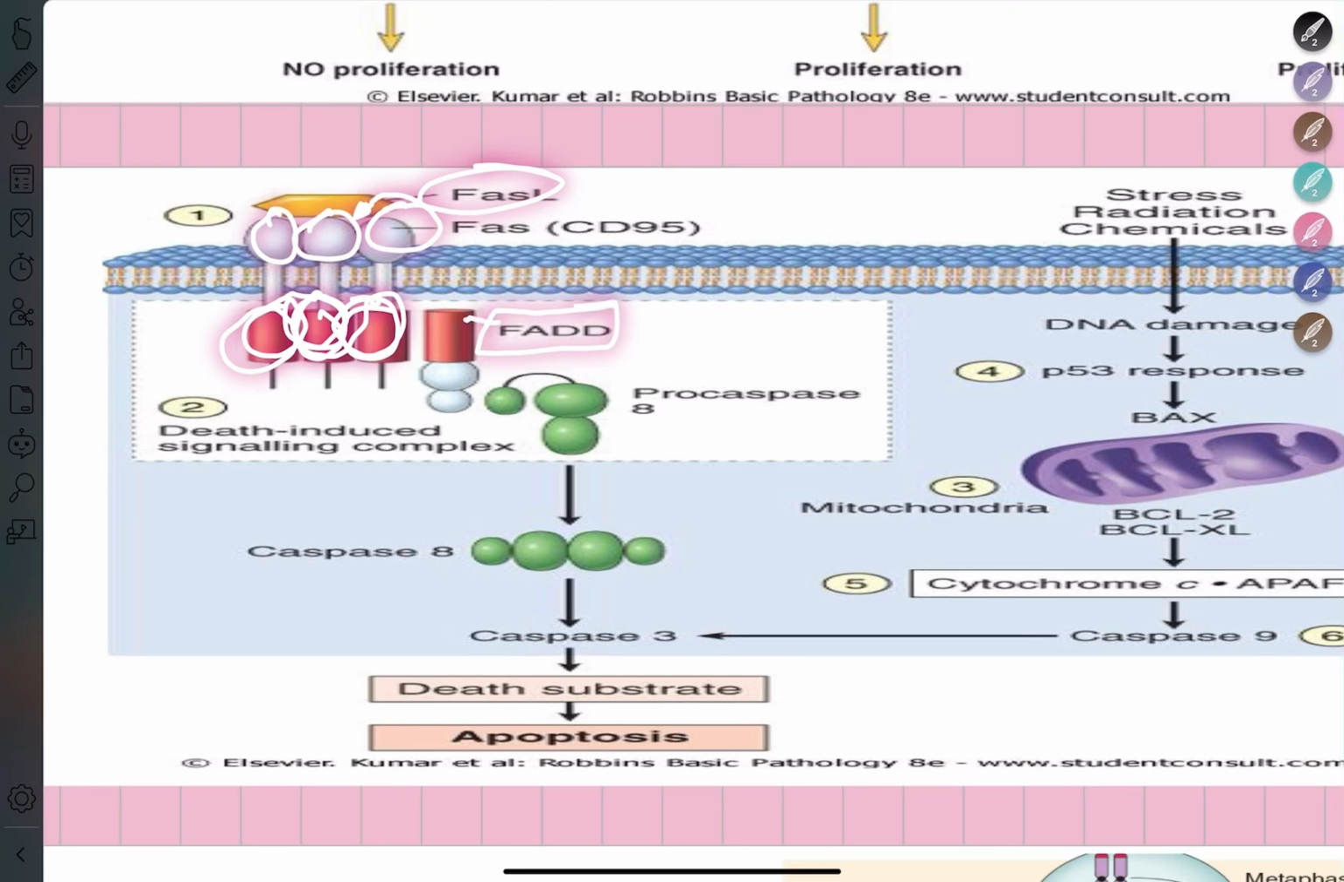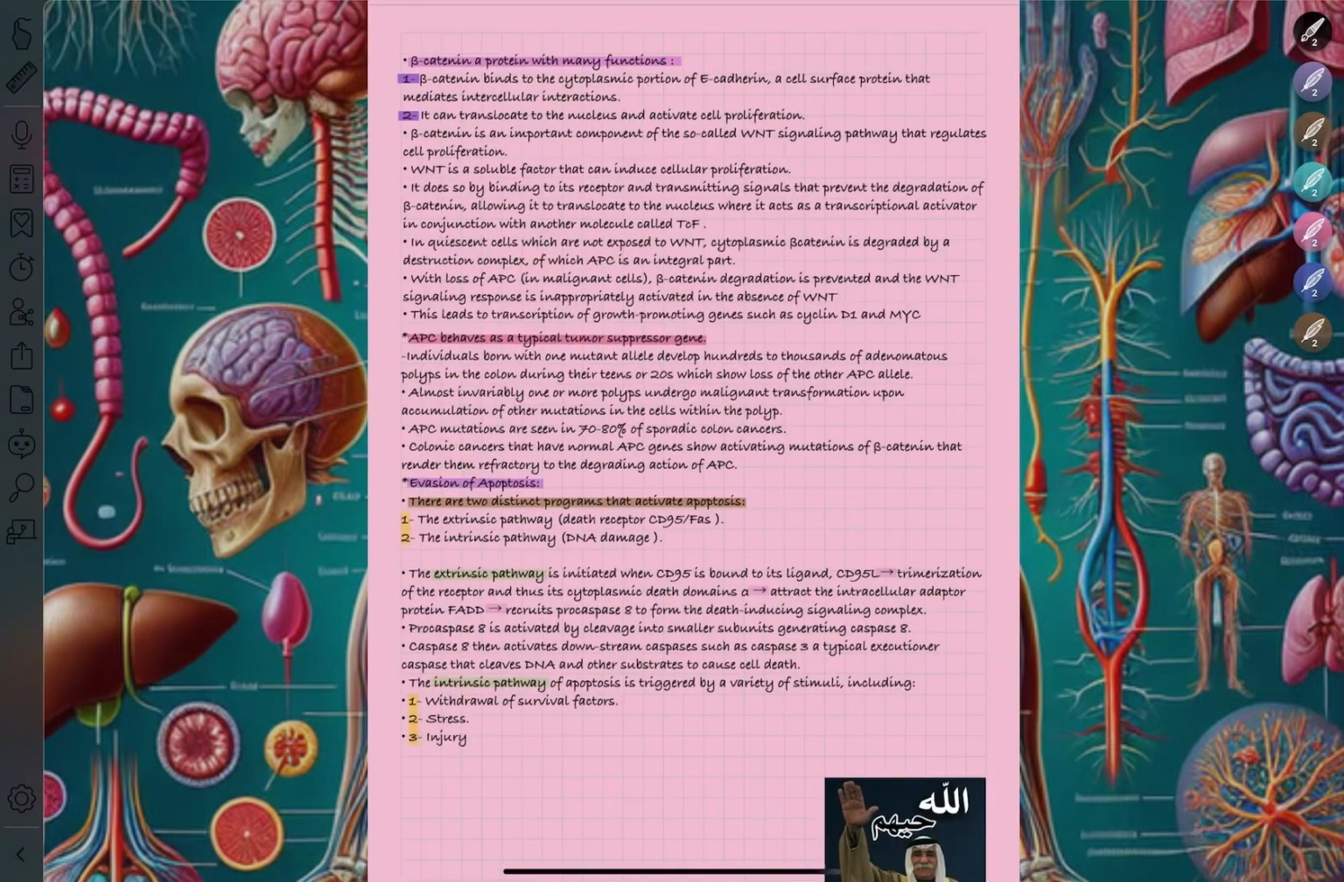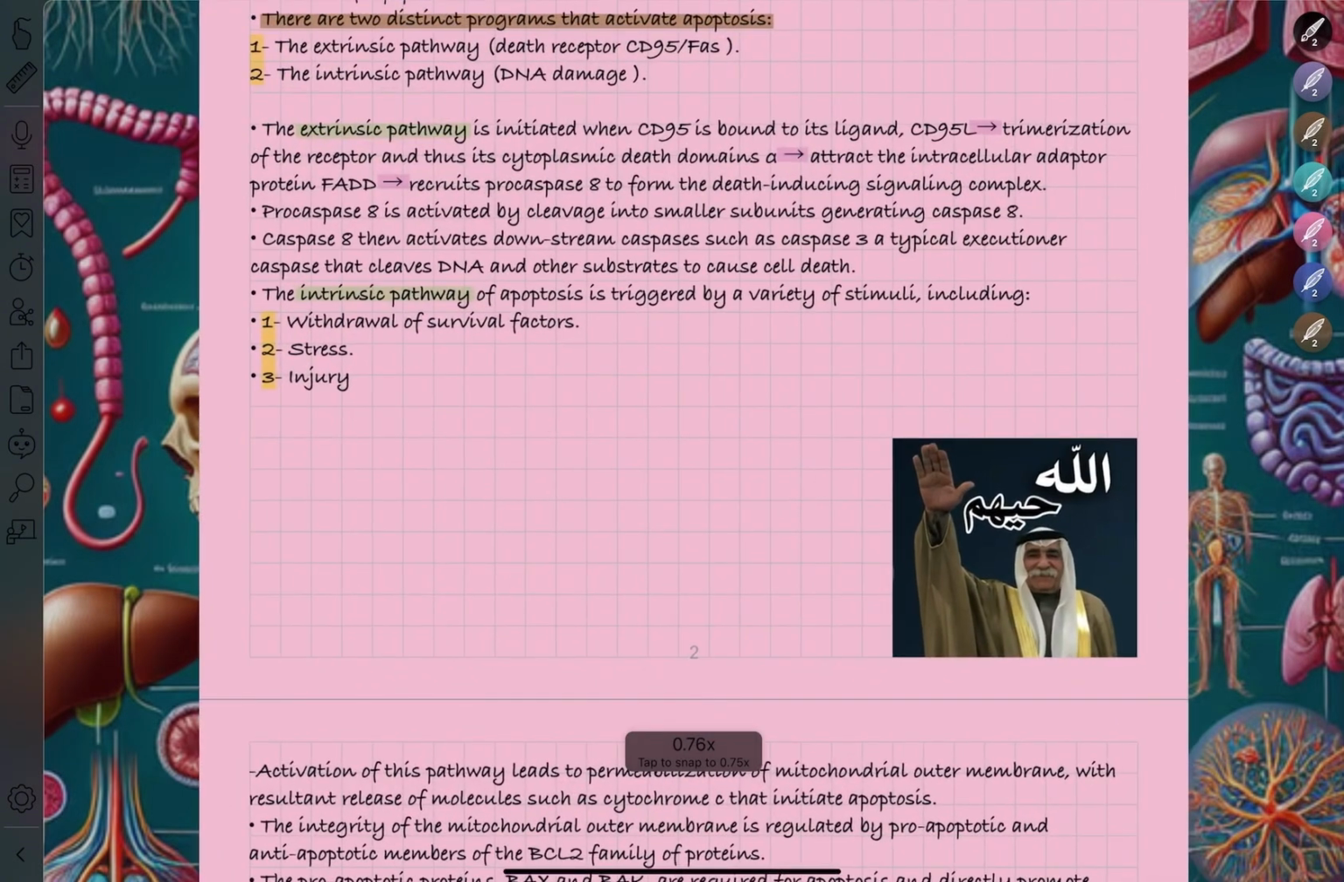This is the FADD. FADD caused the secretion of procaspase 8. Procaspase 8 was cleaved into smaller subunits called caspase 8. Caspase 8 activated caspase 3. This is the executioner. It will kill the DNA and other proliferative substrates. Okay? It's really easy, nothing difficult.